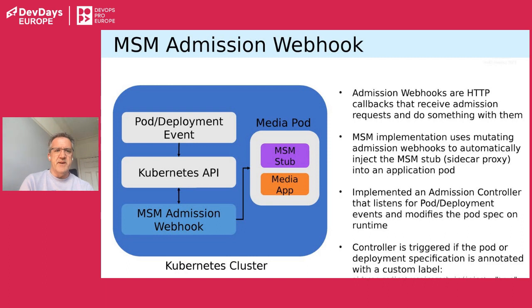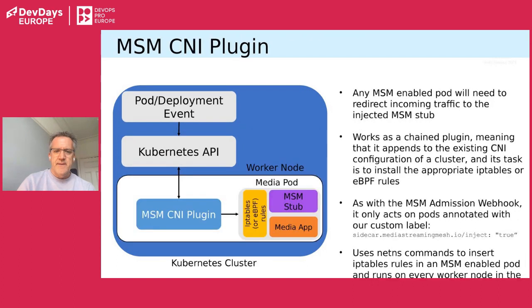One of my colleagues helped me out with two things. First is the admission webhook. When we get a pod deployment event, effectively what it does is it uses an admission webhook to automatically inject that MSM stub into the media pod. And we do that with a custom label. We just annotate the pod with a label that says media streaming mesh true, effectively.